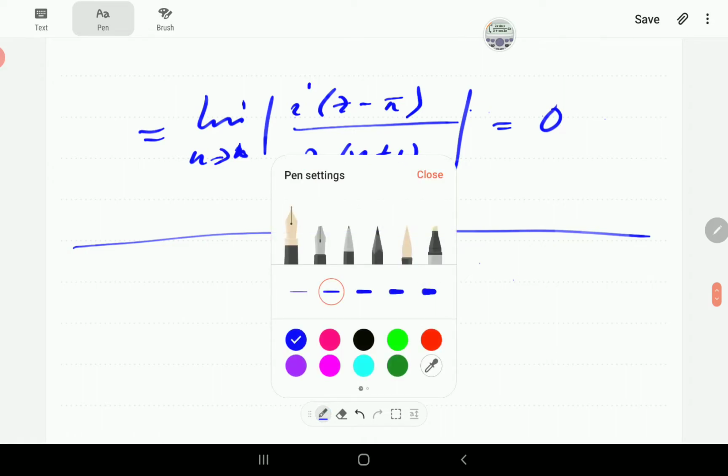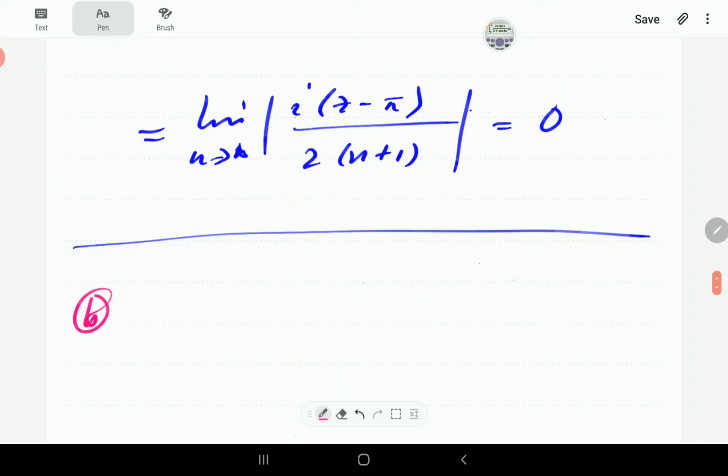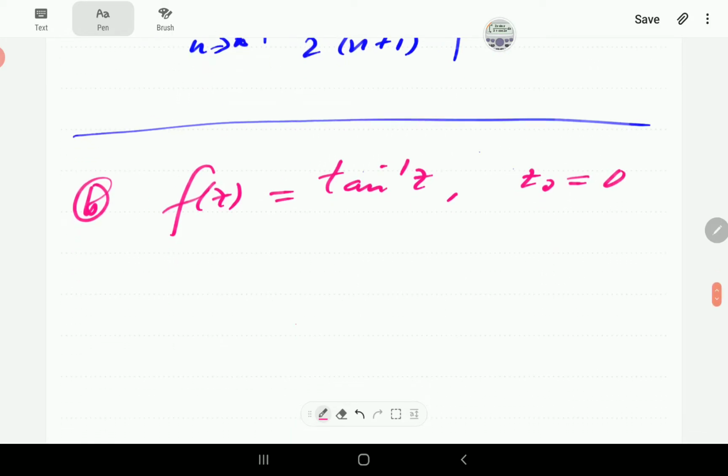Right, now going on to part B, we have got f of z is the inverse tangent of z, the center about which we're doing the expansion is 0. Okay, so here, if we find the derivative of this, it's going to be 1 over 1 plus z squared.